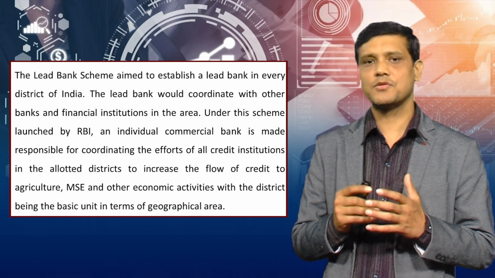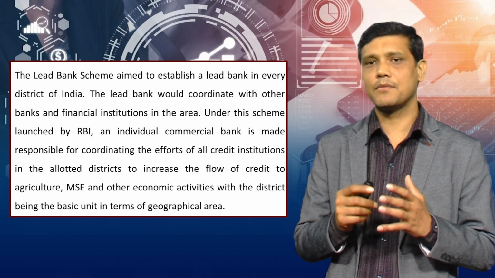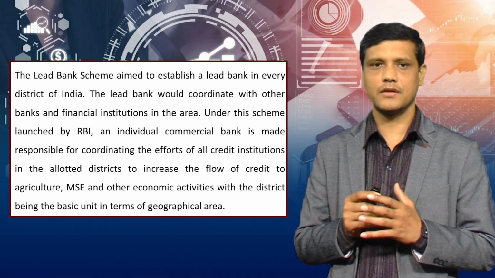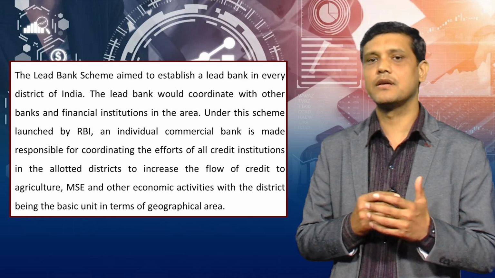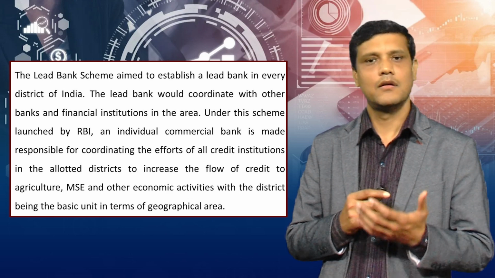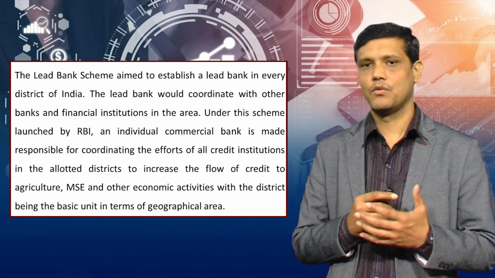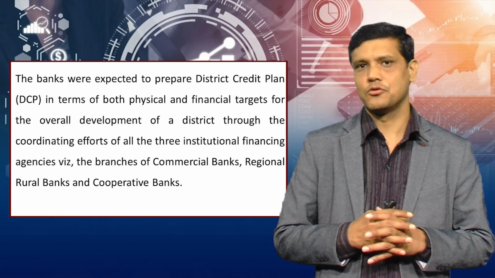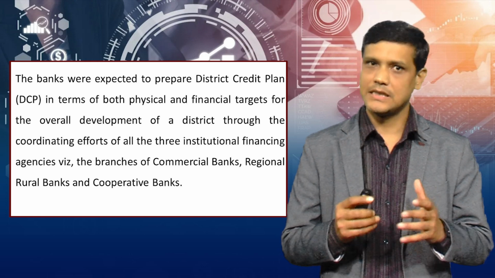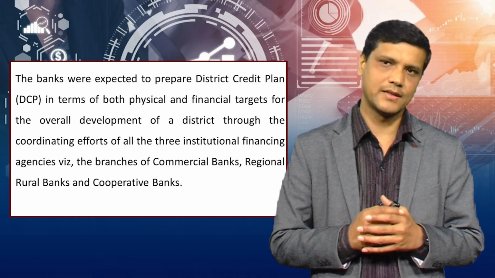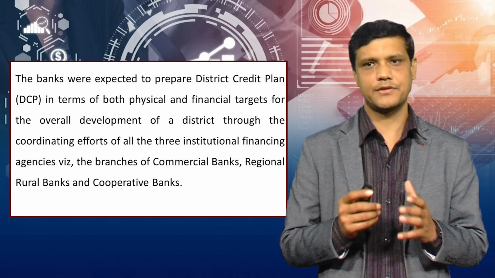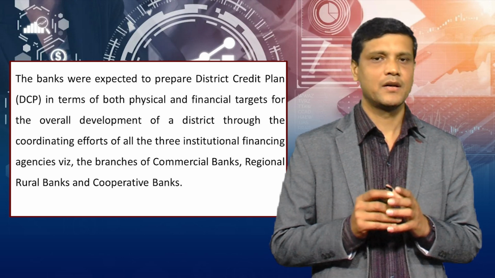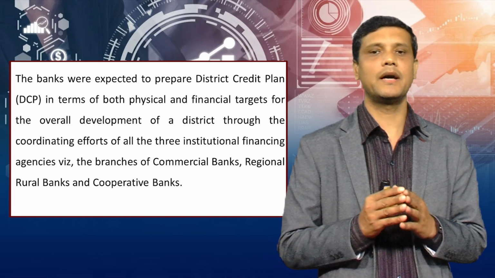Under this scheme, launched by RBI, an individual commercial bank is made responsible for coordinating the efforts of all credit institutions in the allotted district to increase the flow of credit to agriculture, MSME and other economic activities, with the district being the basic unit in terms of geographical area. The banks were expected to prepare a district credit plan, that is DCP, in terms of both physical and financial targets for the overall development of a district through the coordinated efforts of all the three institutional financing agencies, that is the branches of commercial banks, regional rural banks and cooperative banks.